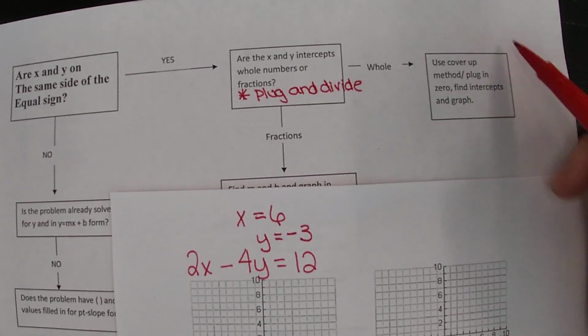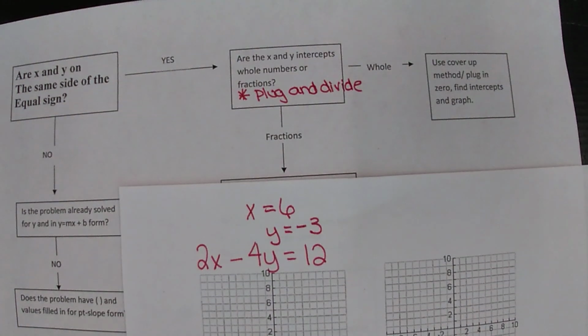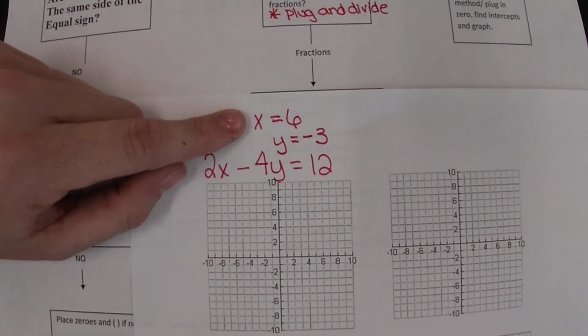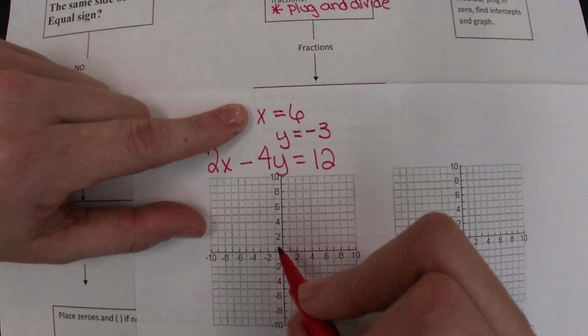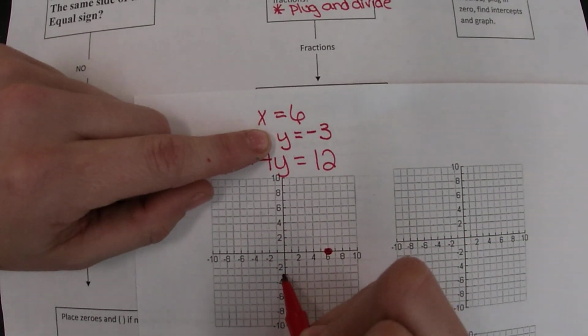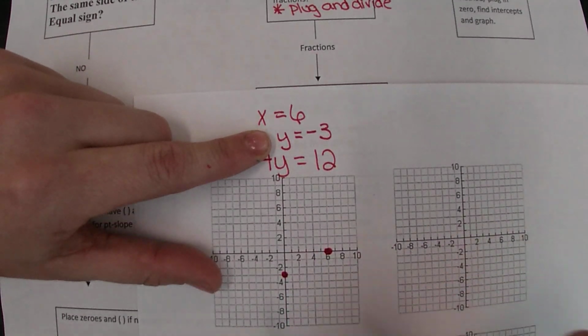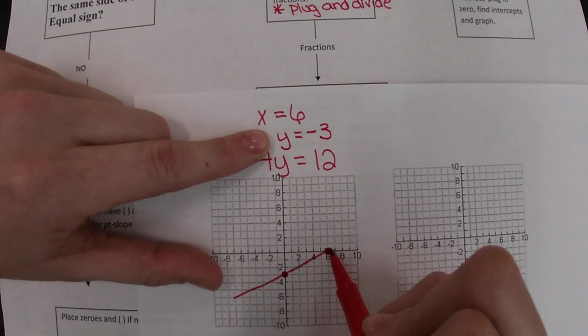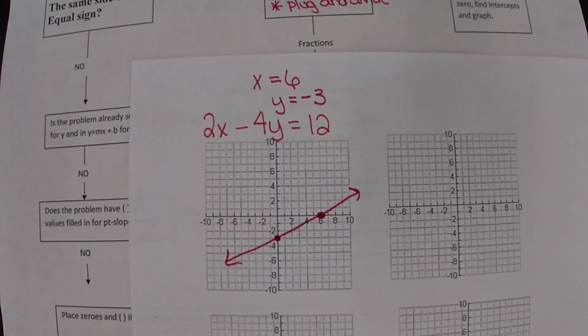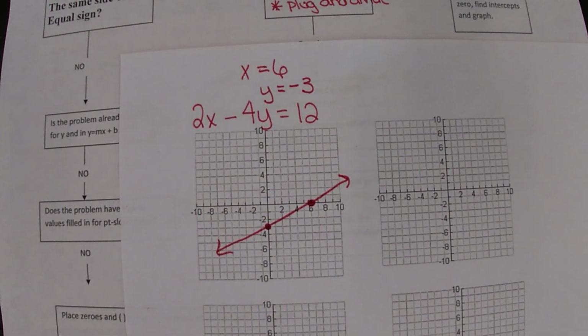Going over here, it tells us to go ahead and find the intercepts and graph it. So we're just going to stick with these intercepts. On our x-axis, we are going to plot 6. On our y-axis, we are going to plot negative 3. And there is the graph of our line. Okay.